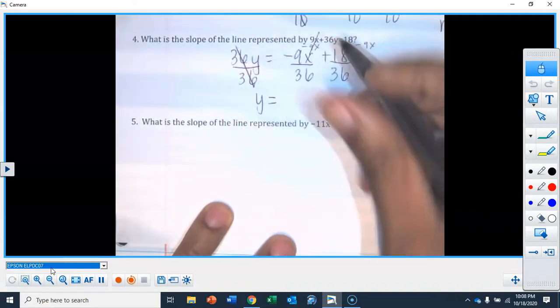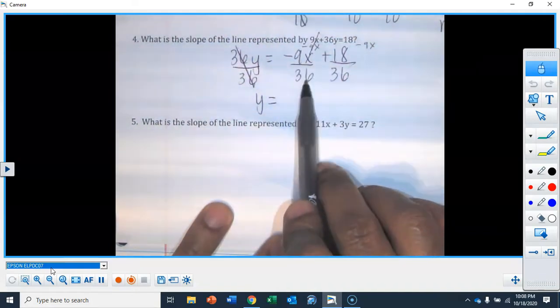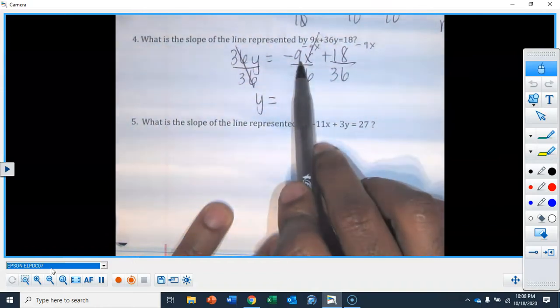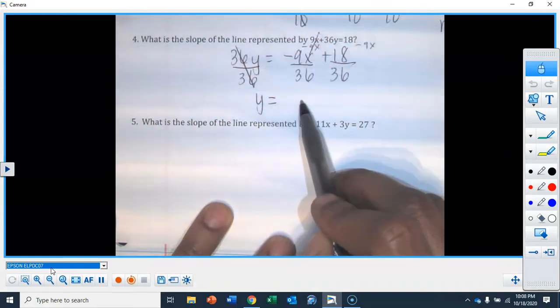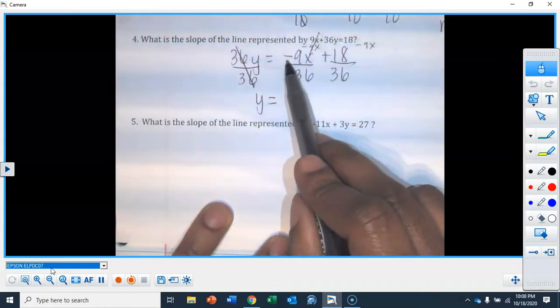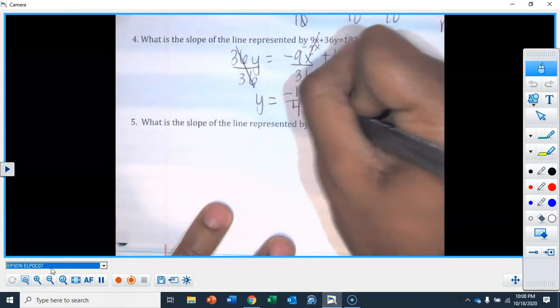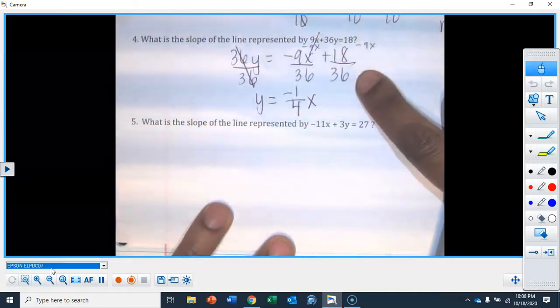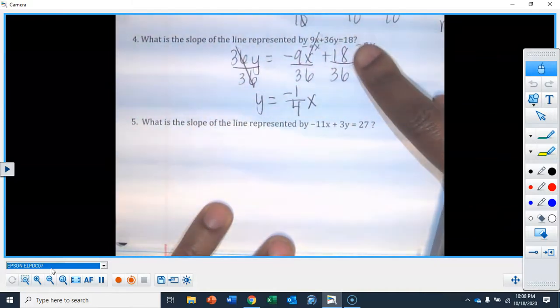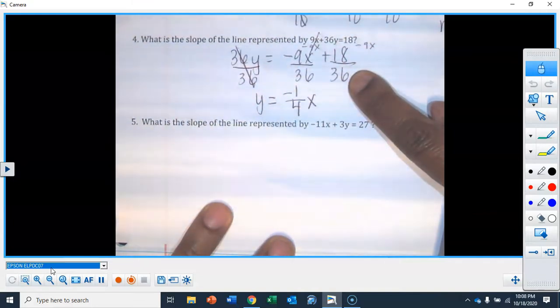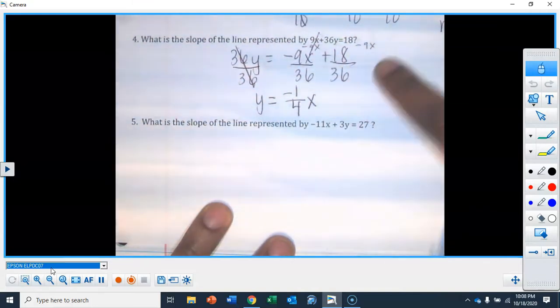Final answer, y is equal to. Now, the number that goes into both of these is 9. Okay, because 9 times 4 is 36, and then 9 times 1 is 9. They're both divisible by 9. So if I divide this by 9, I get negative 1 over 4x. And then what number goes into both of those? Well, 9 goes into both of them, but 18 is the best number, right? So 18 divided by 18 is 1. 18 divides into 36 2 times. So this is 1/2.